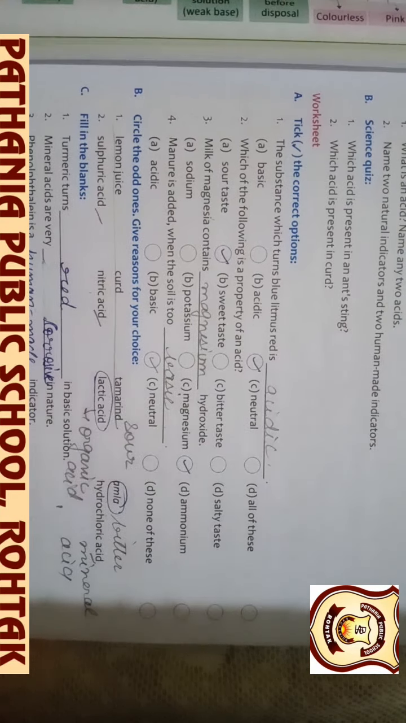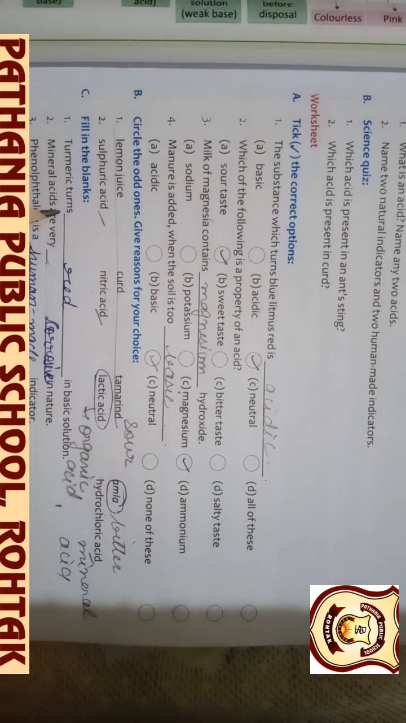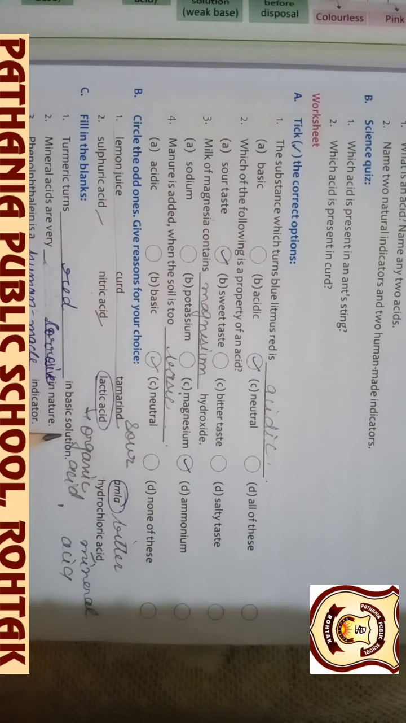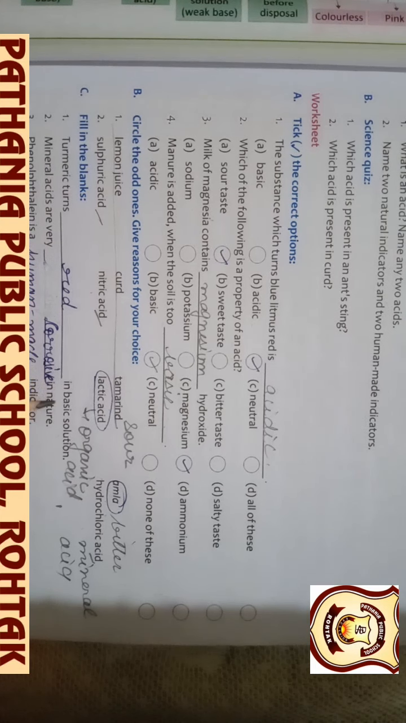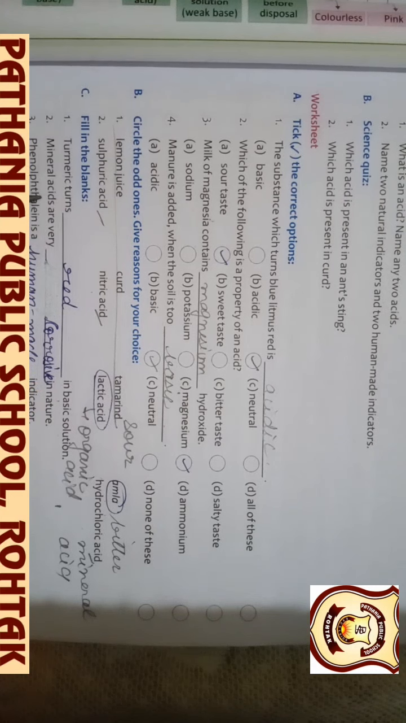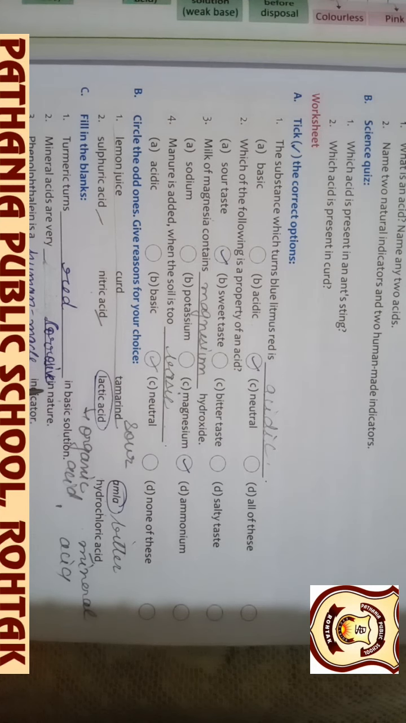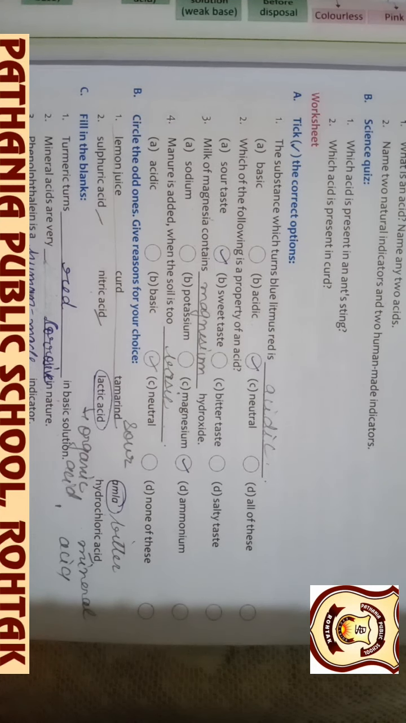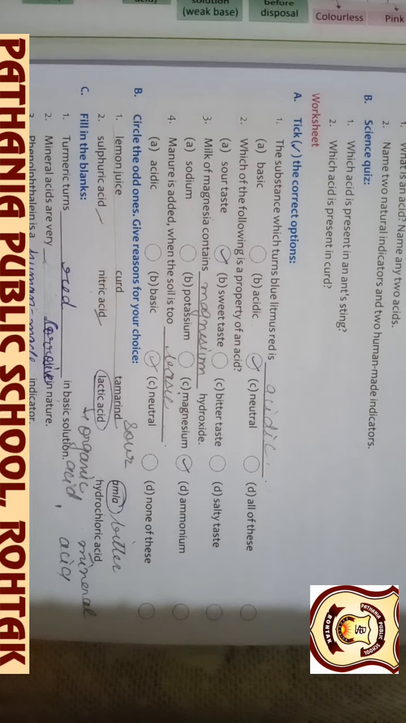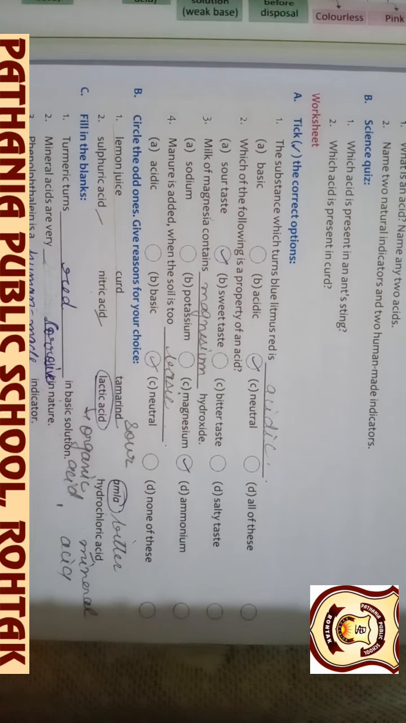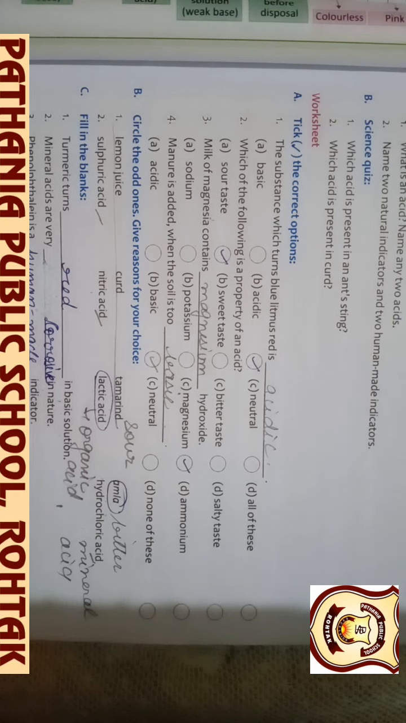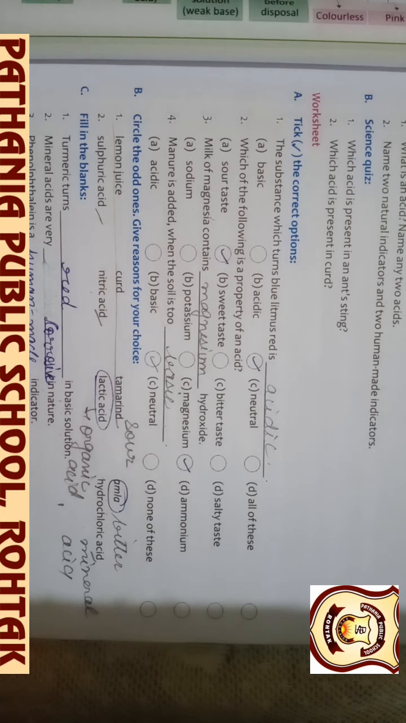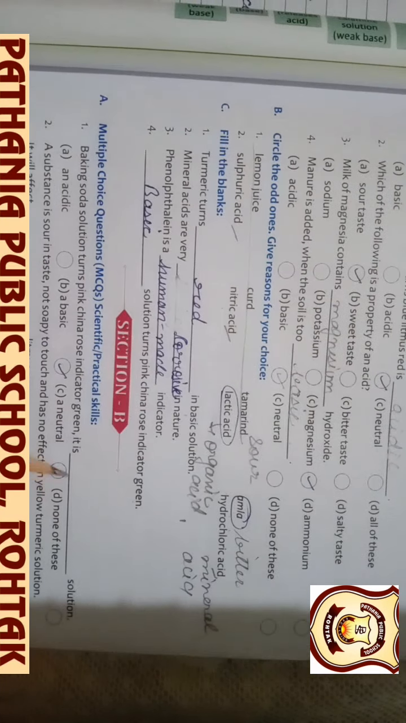Next, turmeric turns red in the basic solution. Of course, when you rub soap on it, it turns red, and soap is a basic solution. Mineral acids are very corrosive in nature. They are very strong and dangerous. Phenolphthalein is a human-made indicator because it is prepared in laboratories. Basic solutions turn pink China rose indicator to green. This activity you have done at your home also.